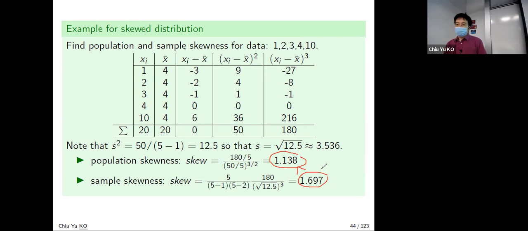Probably you want to ask, is the skewness big enough? If it is beyond 1 or 2, then you must think about things. If it is beyond 2 or 3, then you would probably be worried. At least this one is slightly 1.5, so you worry about whether the bell shape applies or not.